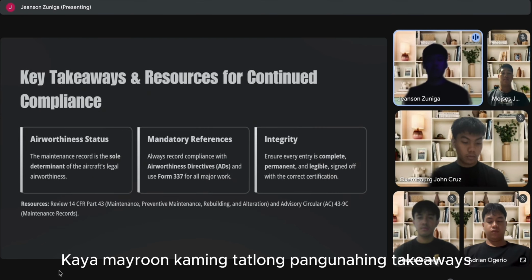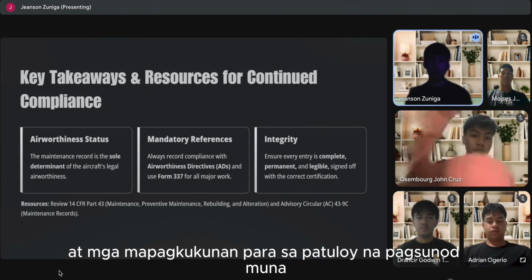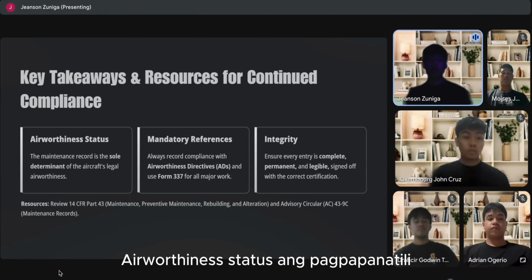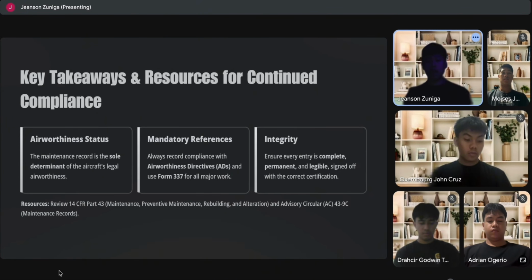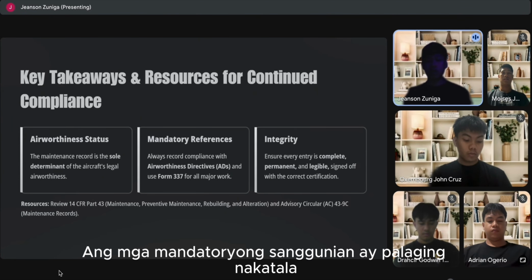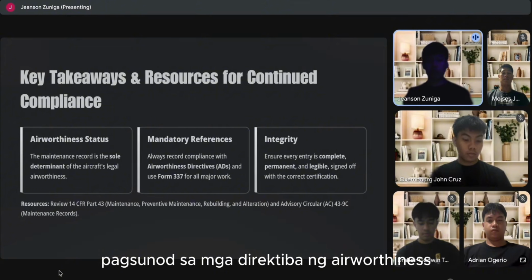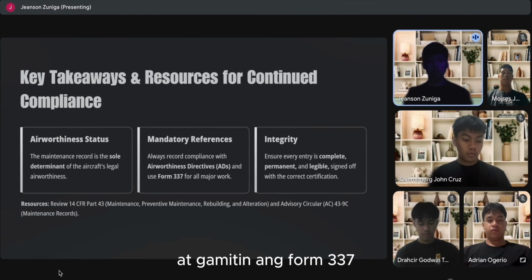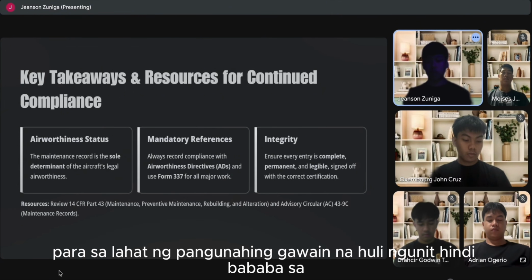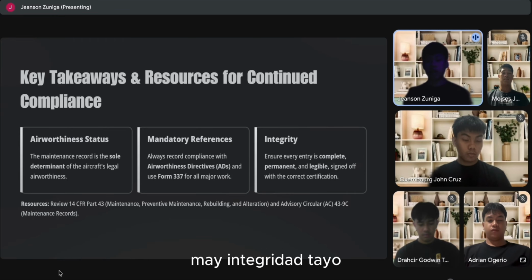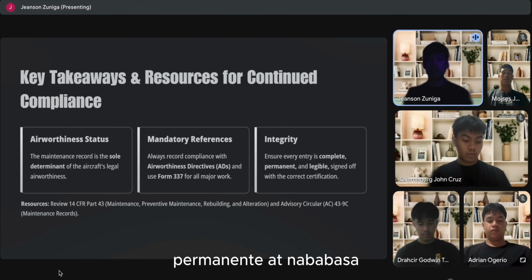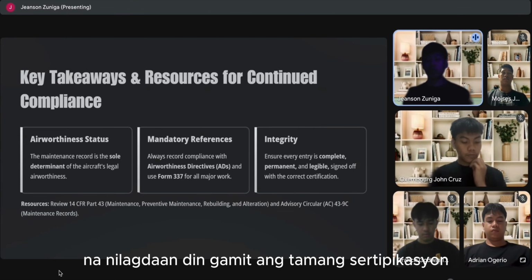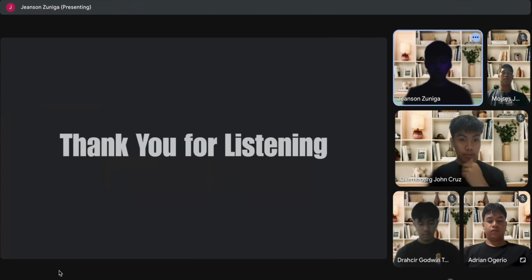So we have three key takeaways and resources for continued compliance. First, airworthiness status. The maintenance record is the sole determinant of the aircraft's legal airworthiness. Mandatory references: always record compliance with airworthiness directives and use Form 337 for all major work. Last but not least, we have integrity. This ensures every entry is complete, permanent, and legible, and also signed off with the correct certification.